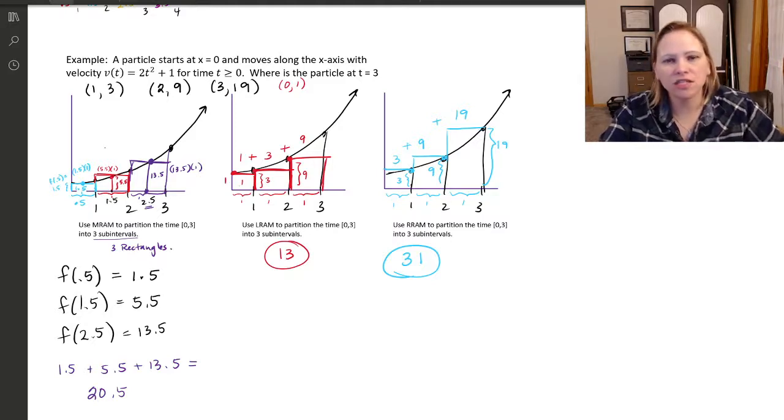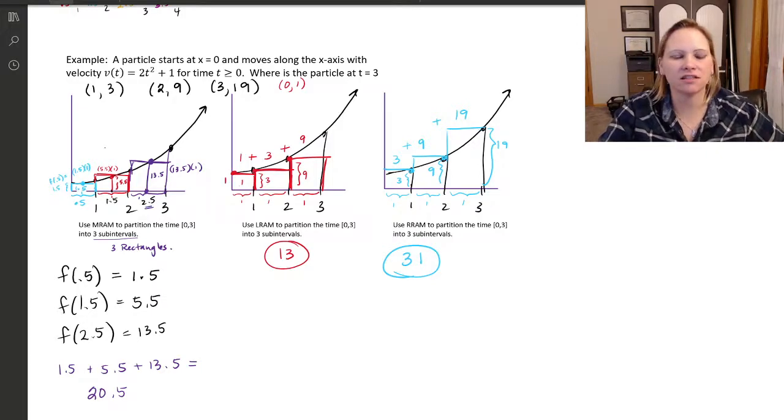Now, this is going to be part 1 of a 2-part video here for LRAM, RRAM, and MRAM. In part 2, we're going to talk about what happens when you have tabular data, or data in a table, because how you deal with MRAM, RRAM, and LRAM in a table is very different from how you would handle it on a graph. But for now, this is a good introduction into slicing a curve and our very first peek at the most basic of slicing techniques, LRAM, RRAM, and MRAM.